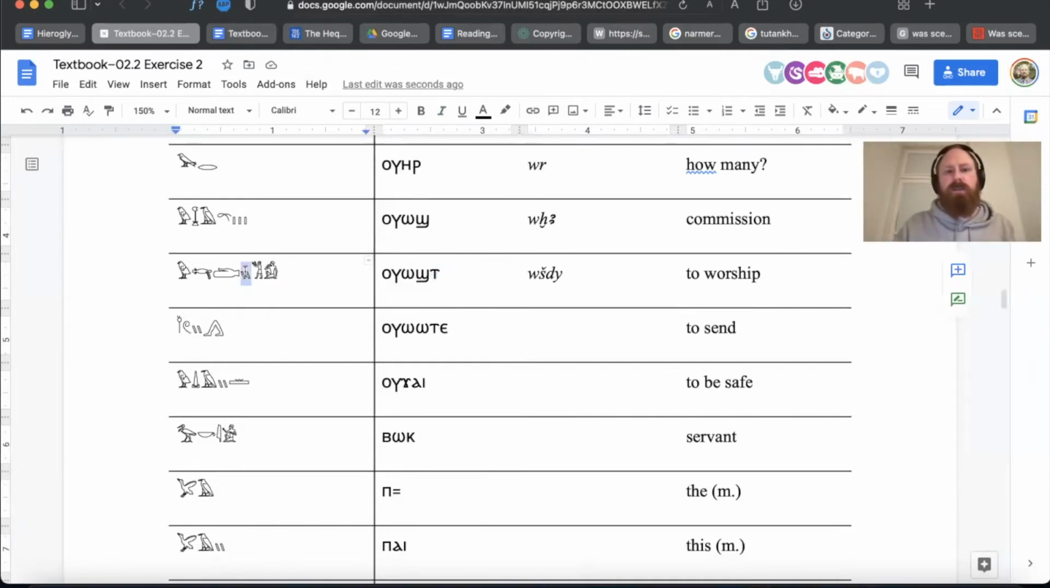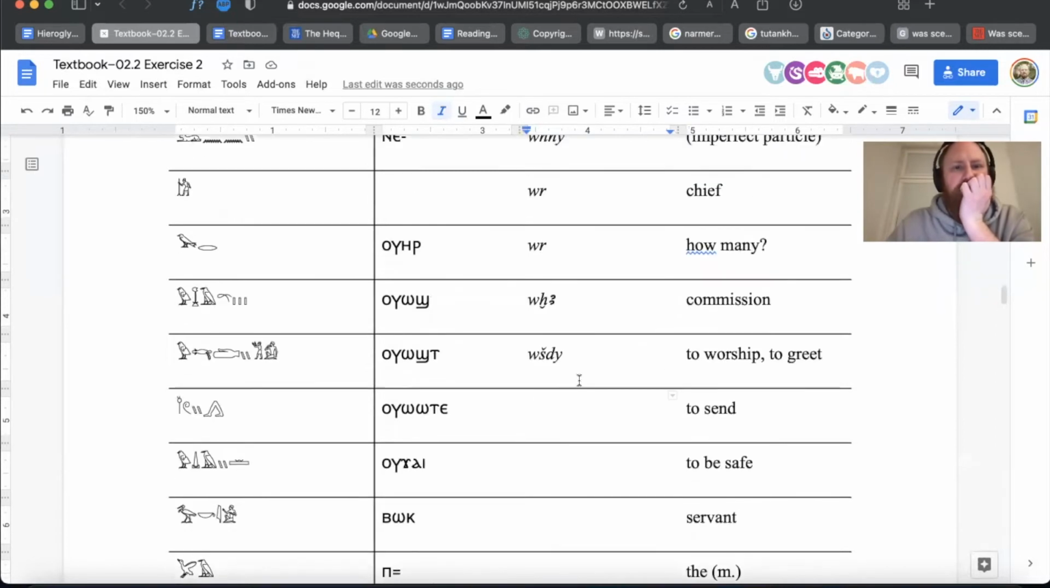And then we have this thing. So, okay, there's probably a vowel. So washta or something like that. And it means to worship. It can also just mean to greet, like to say hello to someone. So to treat respectfully, or if you want to generalize it. How many was that? That was 3. Let's do a couple more.